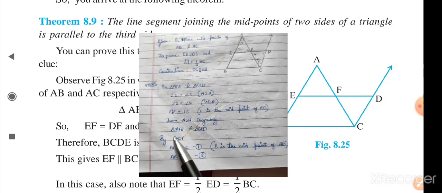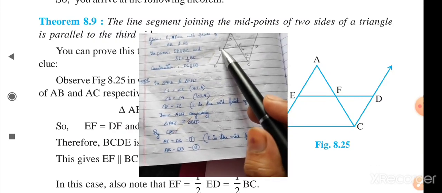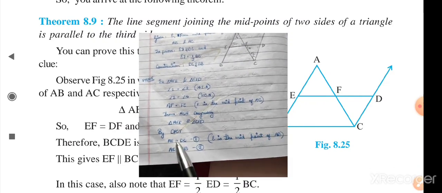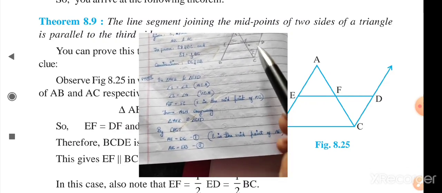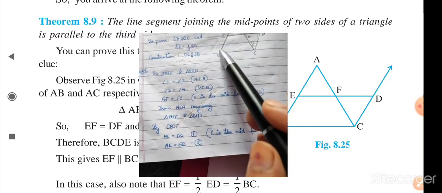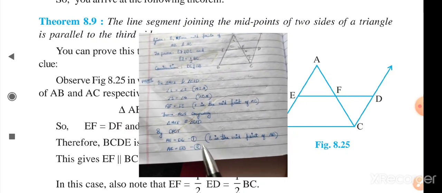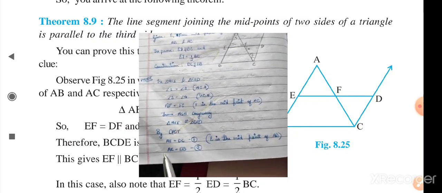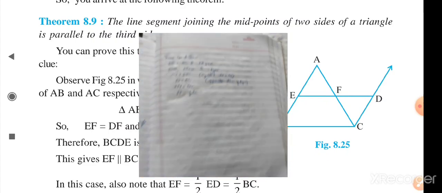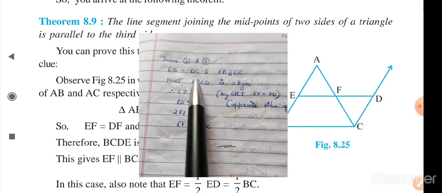So from ASA congruency, both the triangles are congruent. So by CPCT you can say that EA is equal to DC. I have written here EA equal to DC, and similarly EA is equal to EB also, because E is the midpoint. These are equations 1 and 2. From equations 1 and 2, EA equal to DC and EA equal to EB, hence these two will also be equal to each other, DC equal to EB. So you can see that EB is equal to DC.